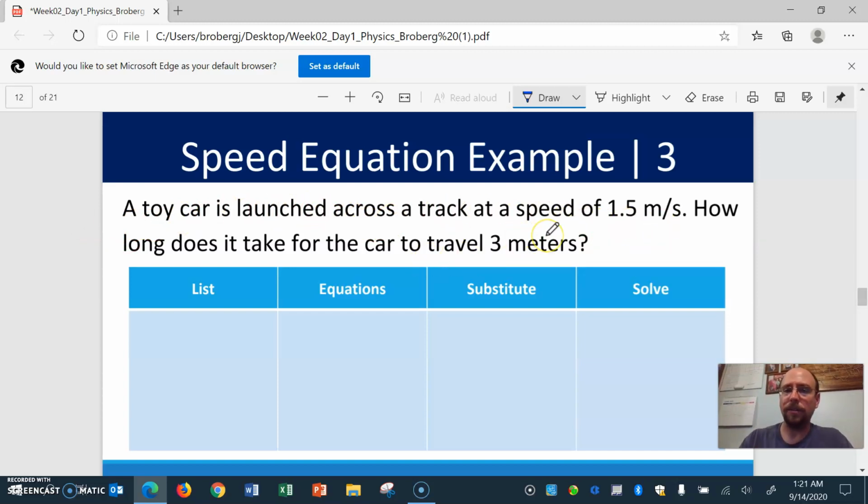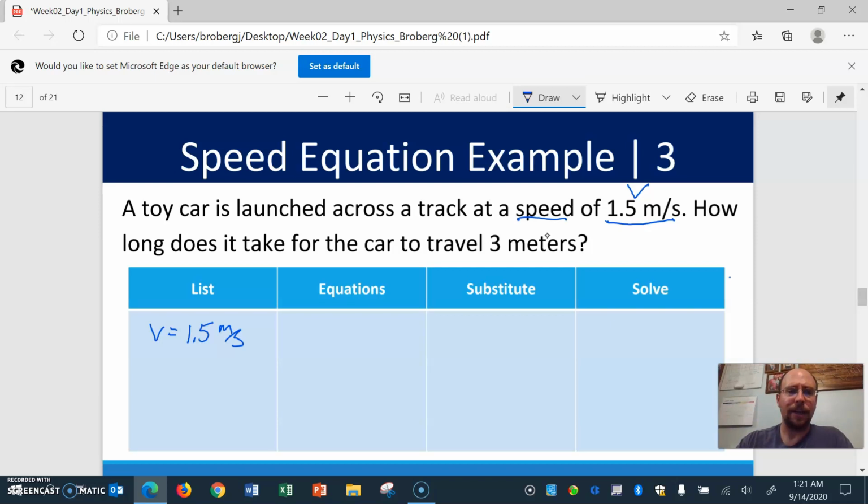Oh, okay, so they give me some information. As I'm reading this, I'm picking out this stuff, and a lot of us do it in our head. But when I see this 1.5 meters per second, I know that's speed. It's not a distance, it's not a time, because it says speed of, and this unit is kind of a giveaway. Meters per second, that's a speed. Again, I abbreviate that with a V. So in my list, I'm just going to say V equals 1.5 meters per second.